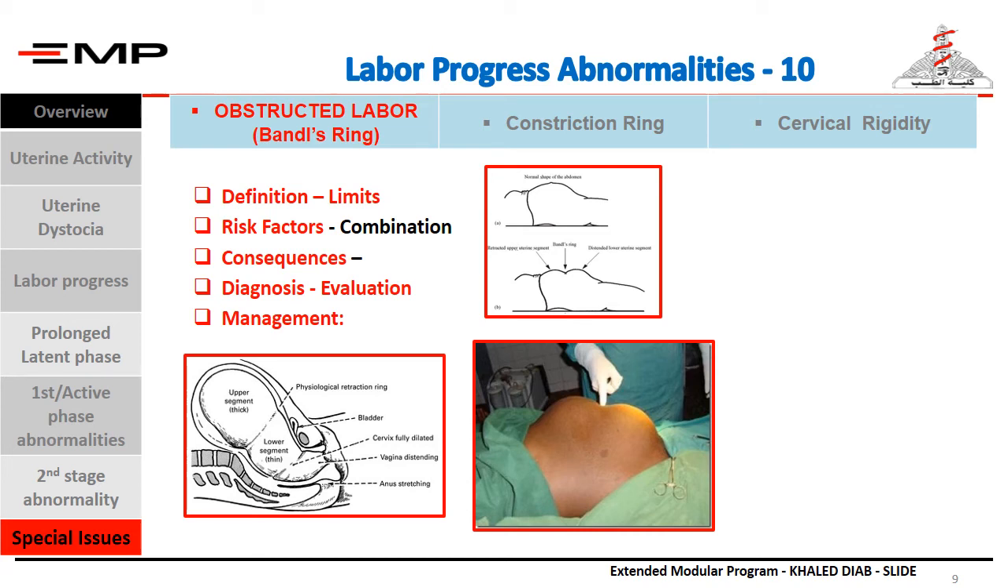Obstructed labor should be an obsolete term in modern obstetrics. In the face-to-face session, we will discuss possible preventive measures, what is known as prophylactic treatment. The standard procedure for obstructed labor is cesarean section when the diagnosis has been made.